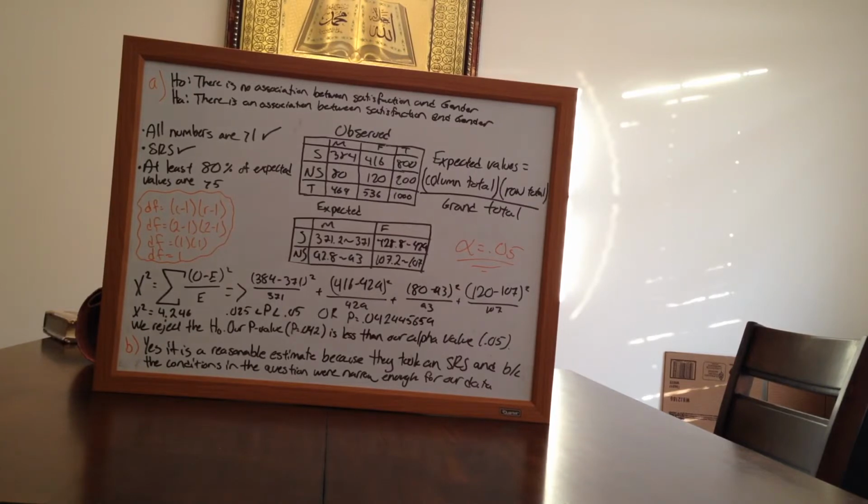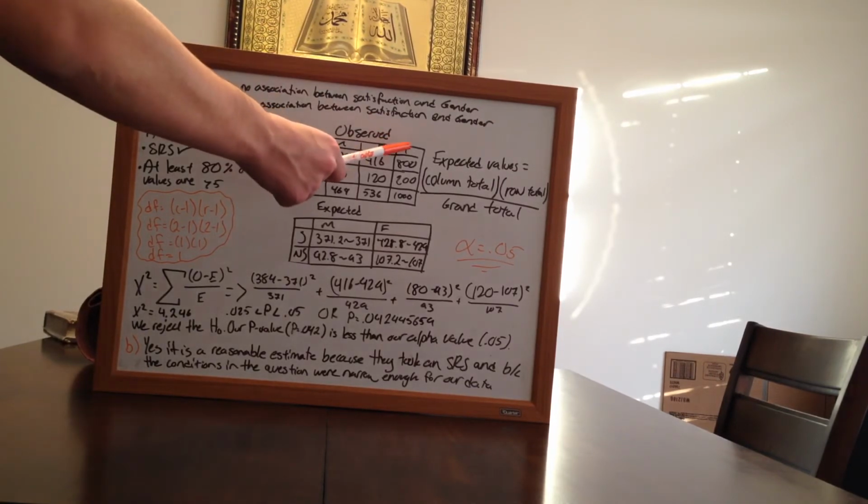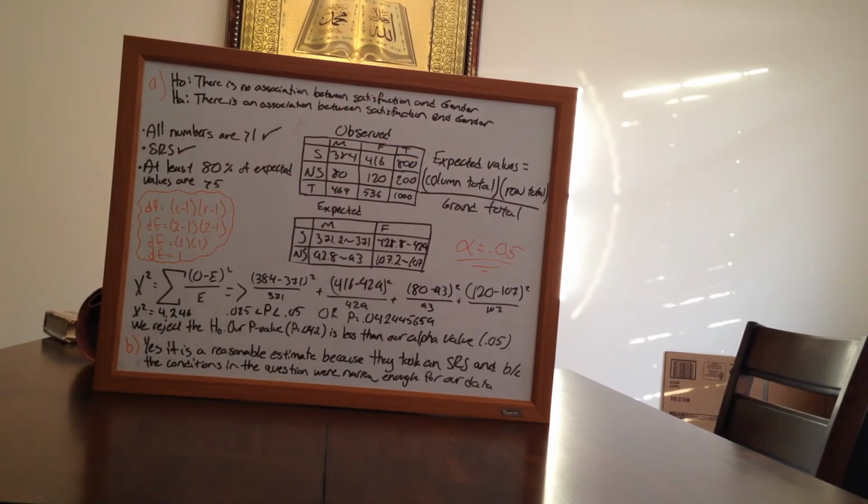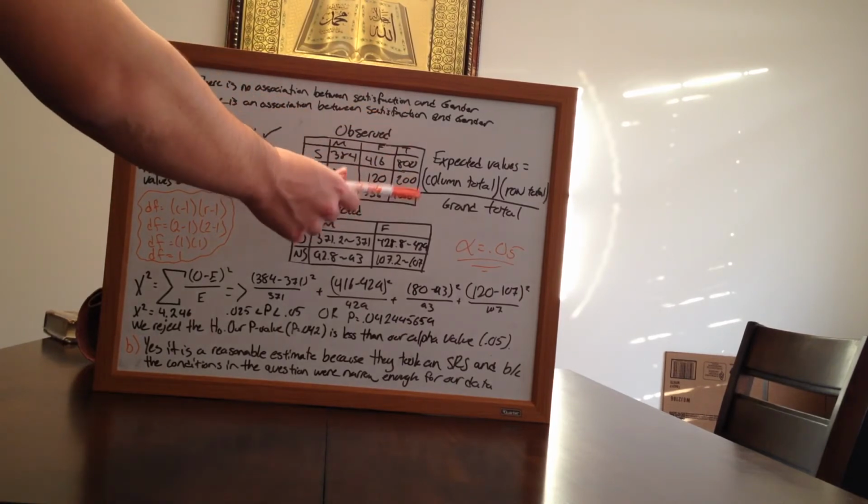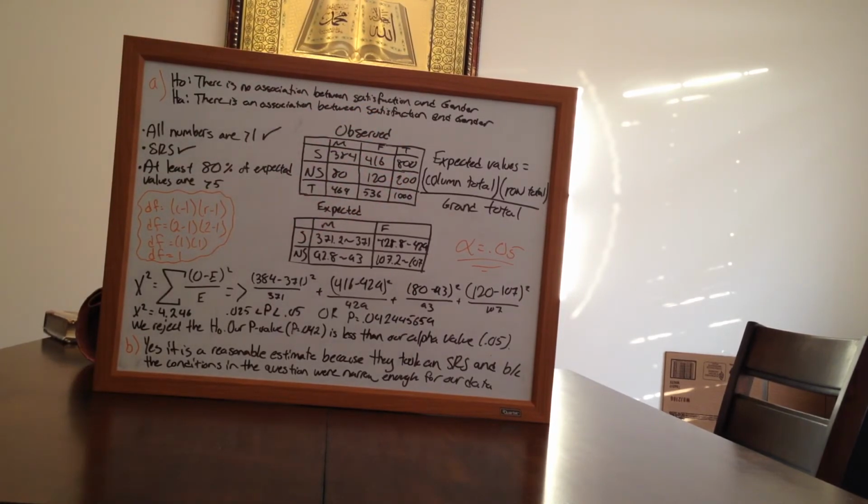So we move on to B. Is 800 over 1,000, which is equal to a probability of 0.8, a reasonable estimate for the proportion of all adult county residents who are satisfied with the services offered by this hospital? Explain why or why not. So where did they get the 800 from? Looking at our observed values, there's 800 total males and females that were satisfied with the hospital. So 800 over 1,000, which is what they estimated.